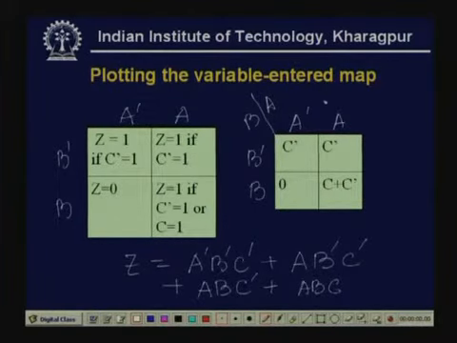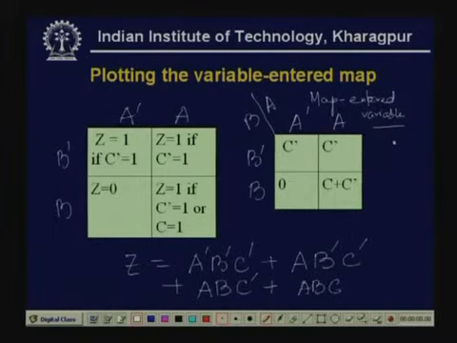So this is called the map entered variable, or C in this particular example. This is the map entered variable. In this particular example it is C and it is called the MEV.